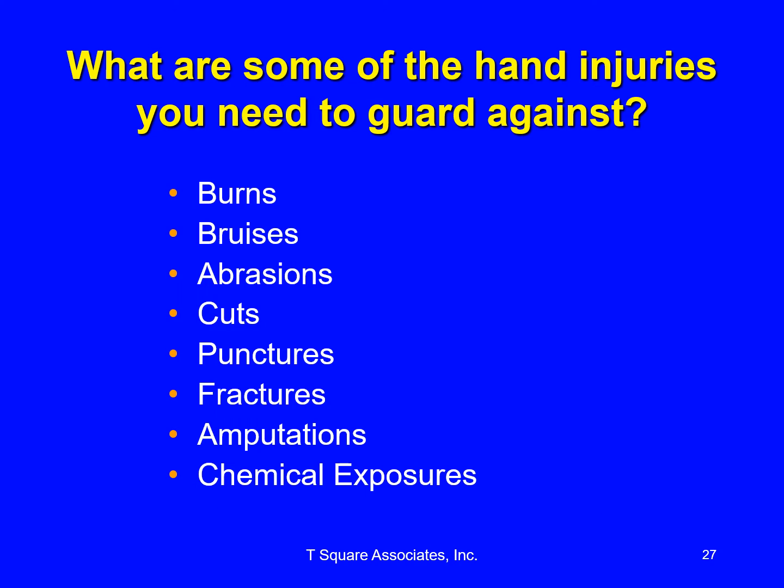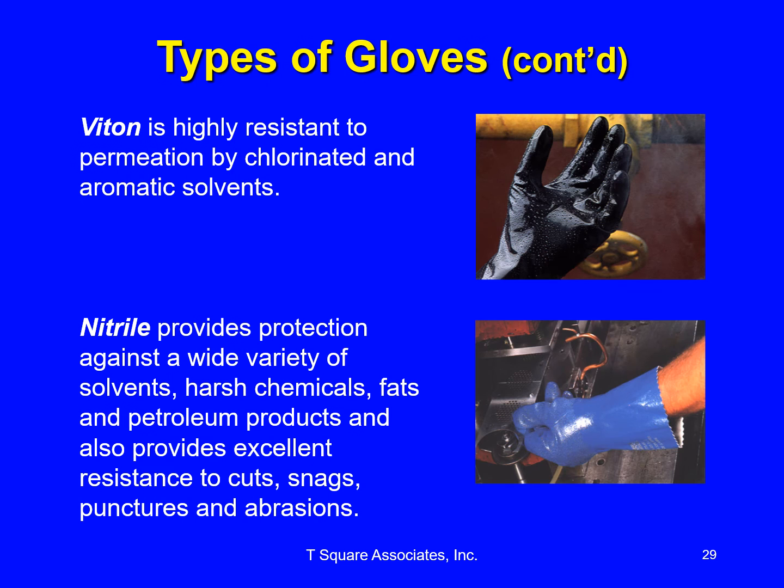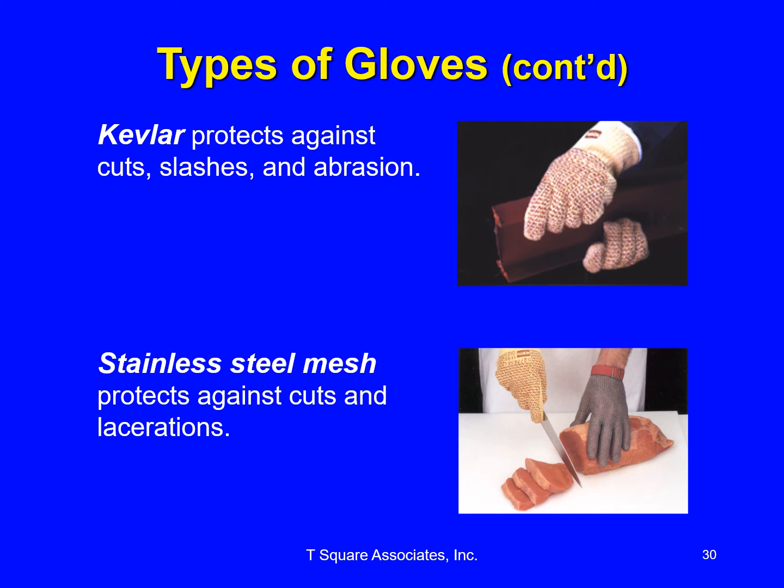Hand protection. Some of the hand hazards: burns, bruises, abrasions and cuts, punctures, fractures, amputations, and chemical exposures. Some of the types of gloves, these are more chemical related gloves: rubber gloves, butyl gloves, Norfoil gloves, Viton, nitrile. If there is a requirement to have any kind of chemical exposure, then we would specify specifically what kind of glove you need to wear. There are also cut-resistant gloves such as Kevlar gloves and stainless steel mesh gloves.